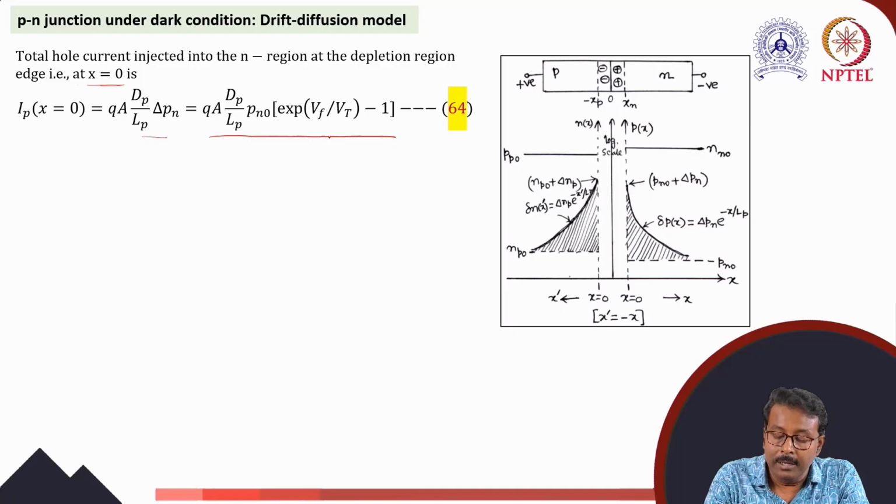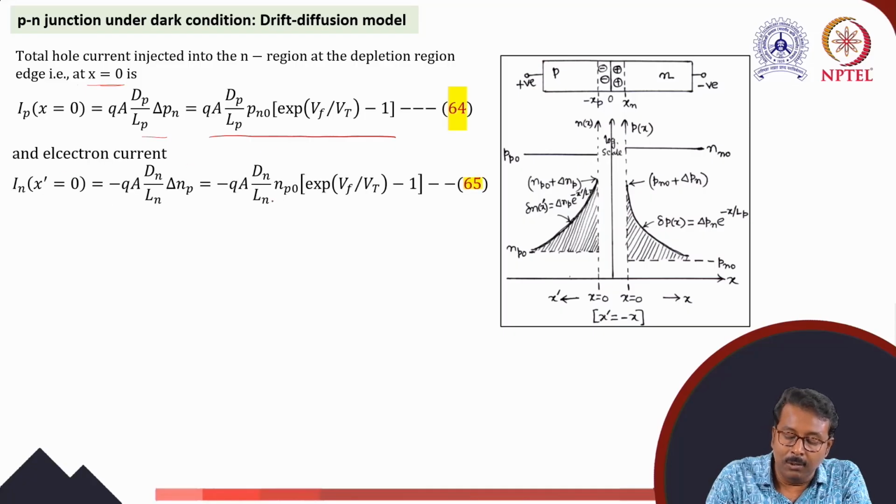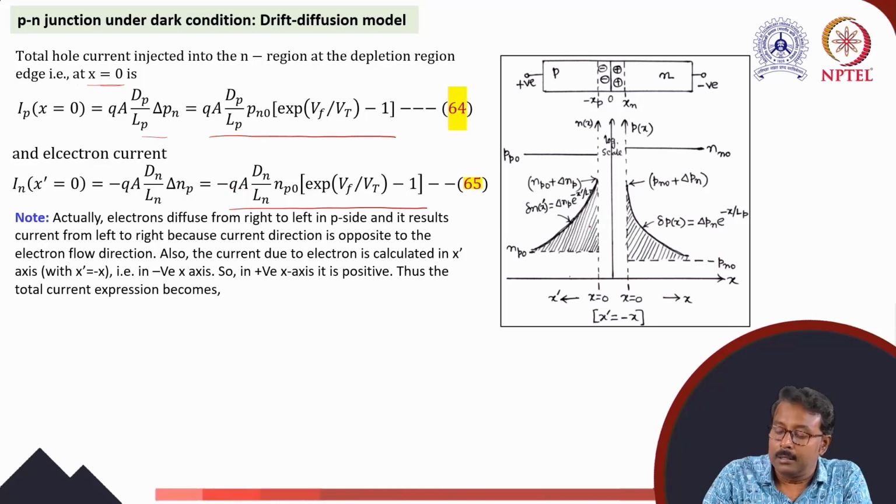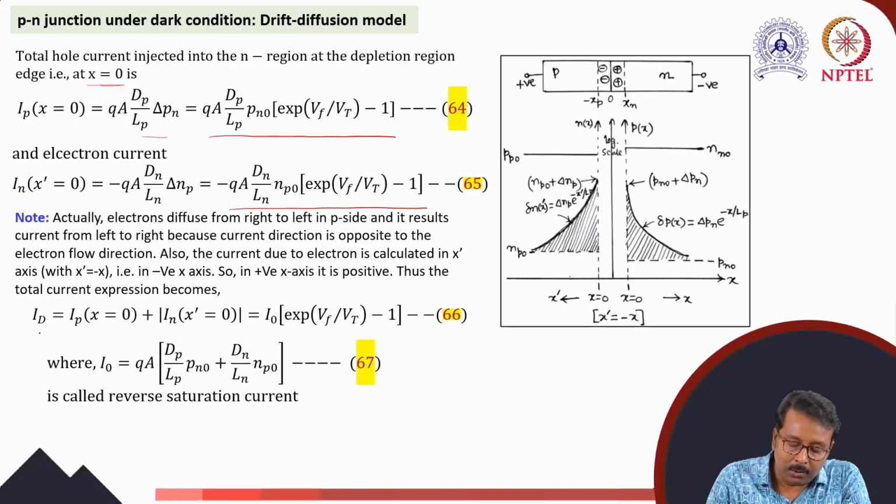So this is IP. Similarly, the electron current will be Q A dN by Ln Np0 exponential. This is a similar form of expression, only with a negative sign. And the discussion regarding the flow of current I already discussed. So this current will be added to the whole current ultimately, by putting the value x dash minus x, ultimately you get plus. So total diode current ID will be IP at x is equal to 0 plus IN at x dash is equal to 0, or modulus of this, because a minus sign is coming, and the logic behind taking minus as plus is already discussed.